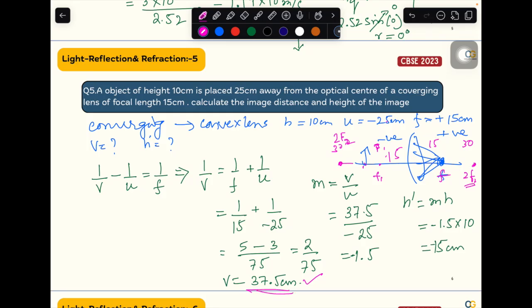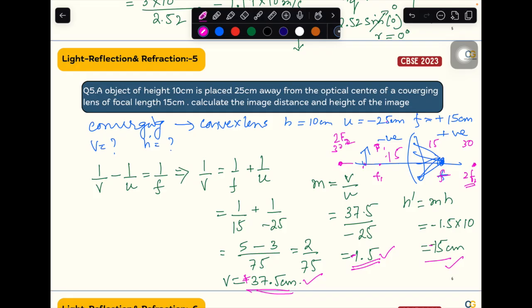Next, it will be enlarged, real and inverted. It is 1.5, so it is enlarged. It is real and inverted because there is a negative sign, and also because your image is on this side of the lens, you got a positive image distance. So your answer is 100% accurate. You can be very sure of this.